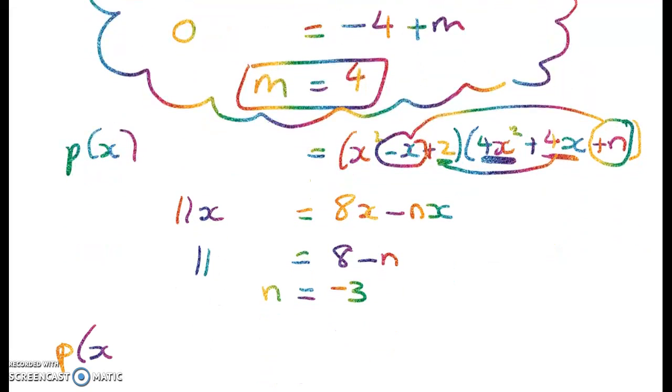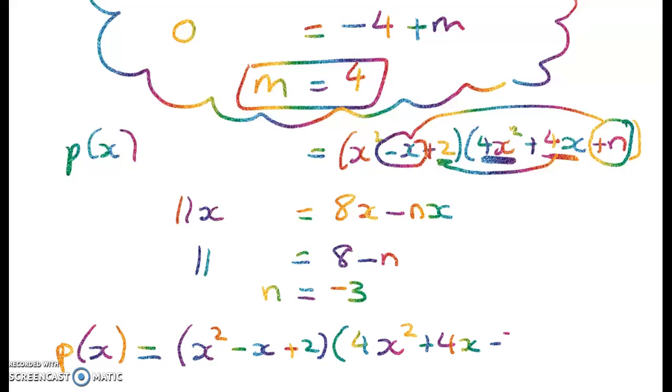That means that I'm down to this. P of x is equal to x squared minus x plus 2 times 4x squared plus 4x minus 3.